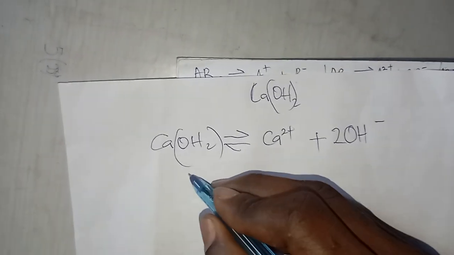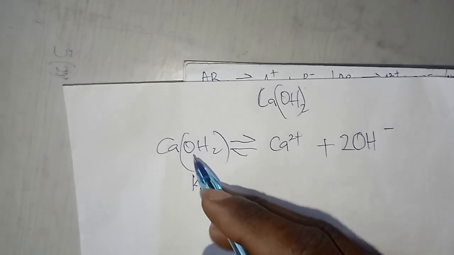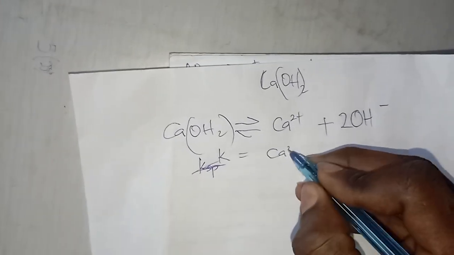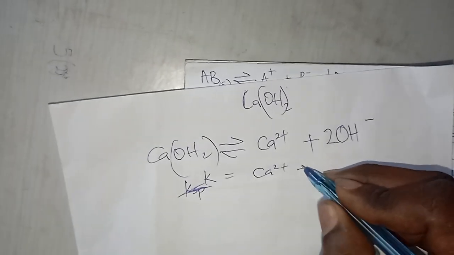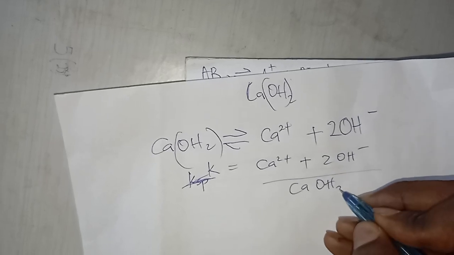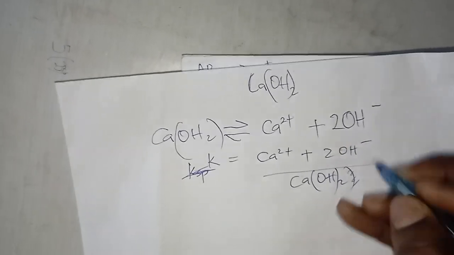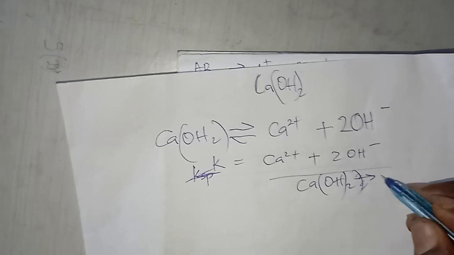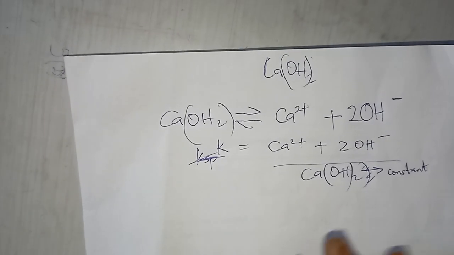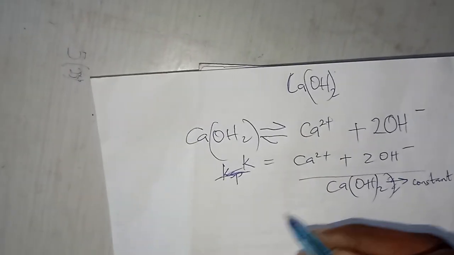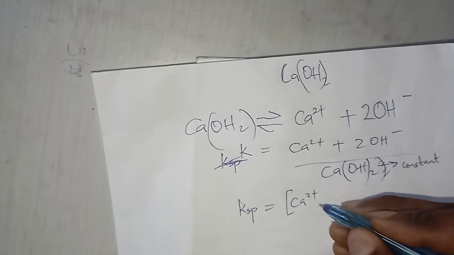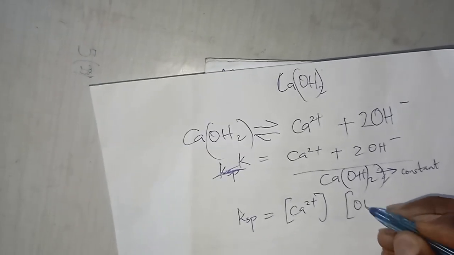Now when I want to write the KSP, at equilibrium, K will be equal to Ca2+ times 2OH minus all over Ca(OH)2. Now remember that this is a solid, it is constant at equilibrium. Nothing is entering, it's not dissolving again. So when you cross multiply, that constant is what gives us KSP. So KSP will simply be Ca2+ times OH minus.